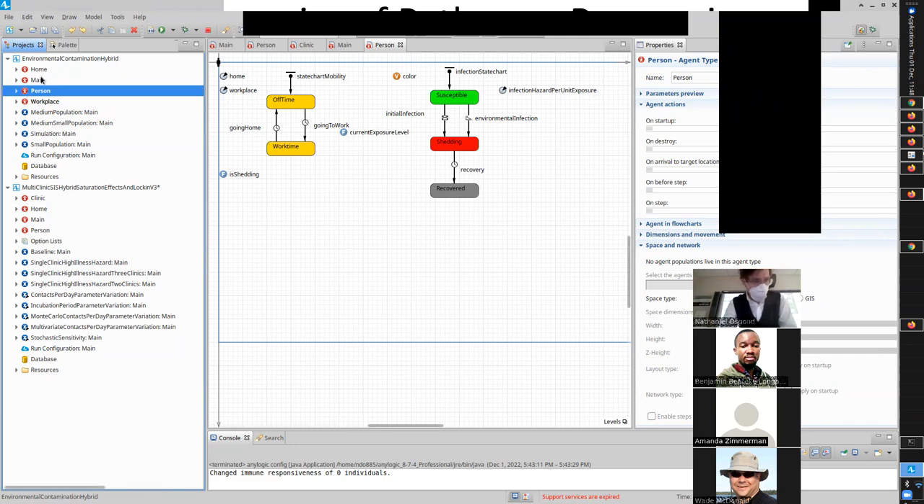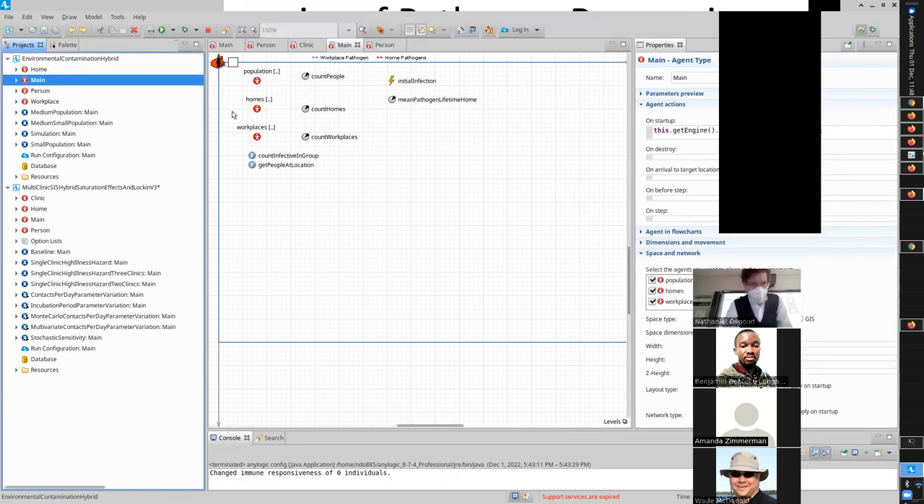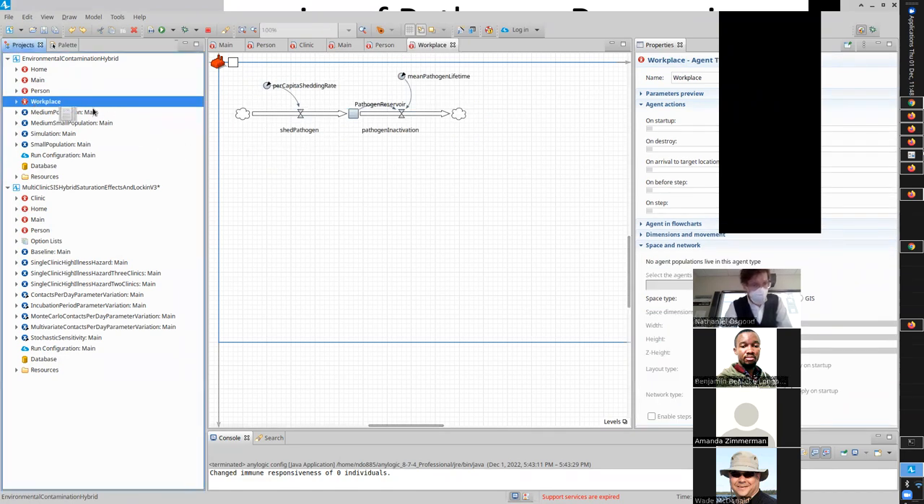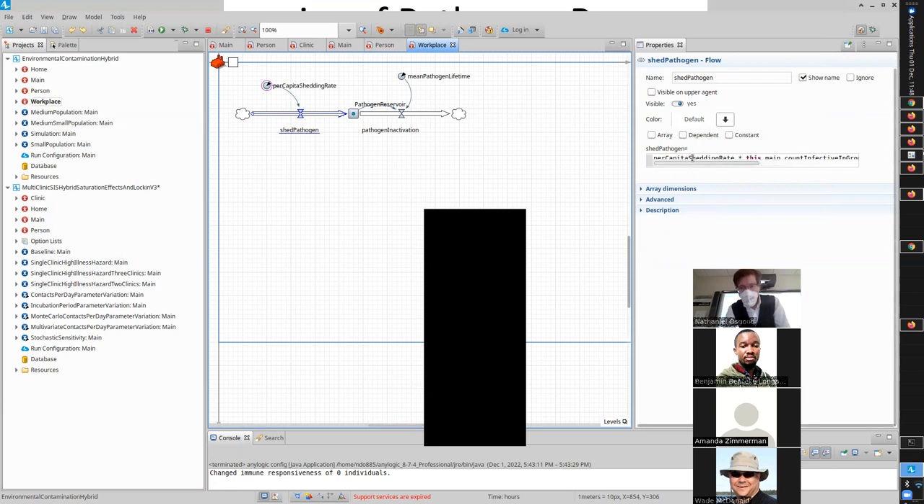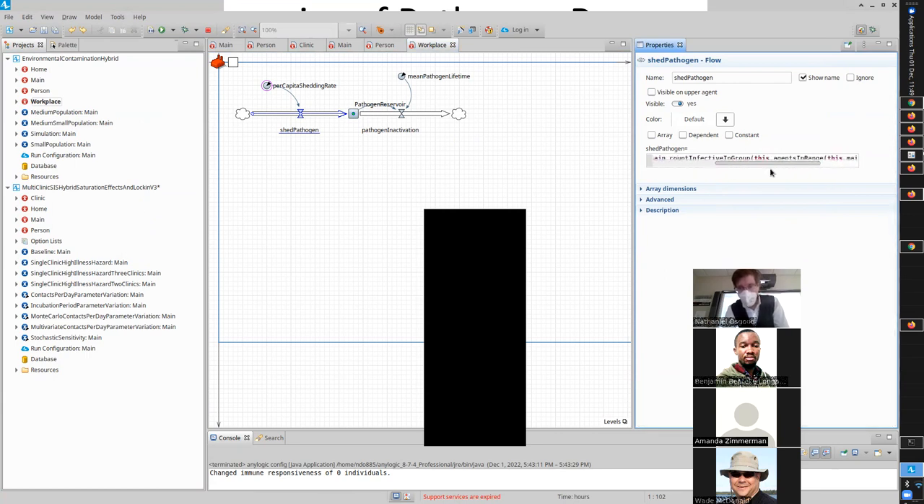So these people are placed in a broader environment, as I said, of workplaces and homes, and there's an initial infection that takes place. And the key point here is that workplaces and homes each have a pathogen reservoir. So there's some buildup of pathogen in these environments that can put people at risk of getting affected by that pathogen. The pathogen dies out over time, and it builds up from people who are shedding on a per capita shedding rate, where the amount of shed pathogen in a given environment per unit time is the per capita shedding rate times the count of infected agents who are at that location right now.